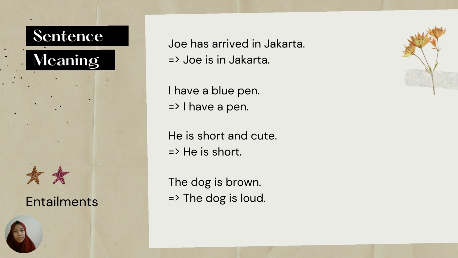But if we say something like the dog is brown, from this sentence we cannot get the dog is loud. There is nothing about the dog being brown that makes us believe that the dog is loud, so there is no entailment in sentence 4.